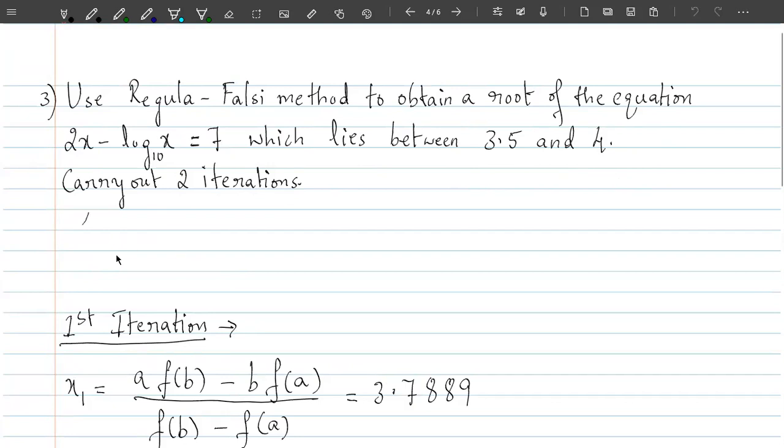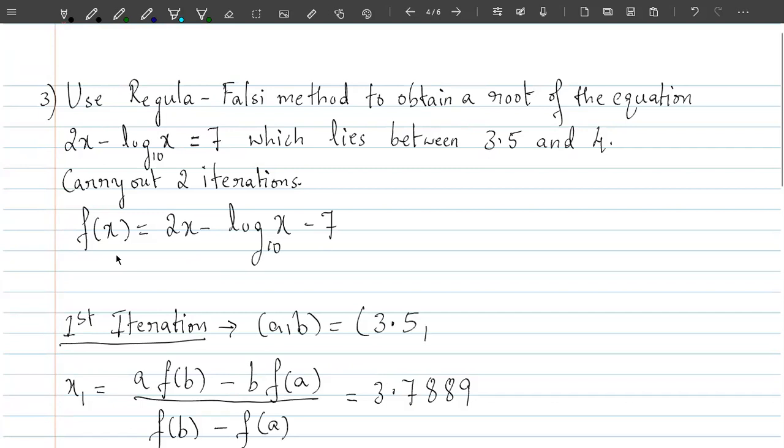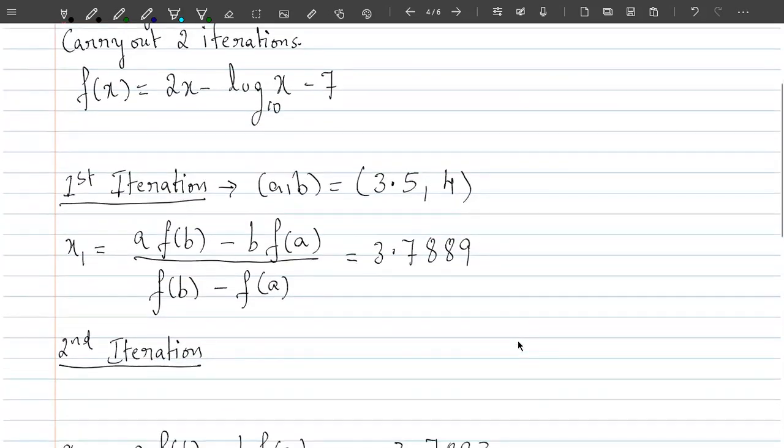So what is f of x here? F of x here is nothing but 2x minus log x with the base 10 minus 7, and the interval a comma b, which you need for the first iteration, is already given. That's nothing but 3.5 comma 4. So taking this interval a comma b over here, I will get the answer for x1.